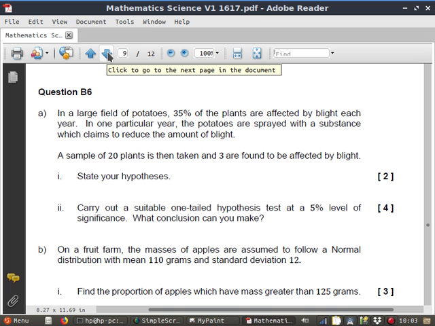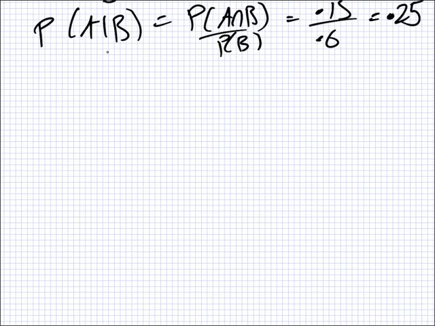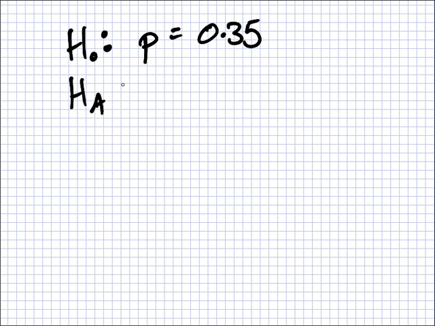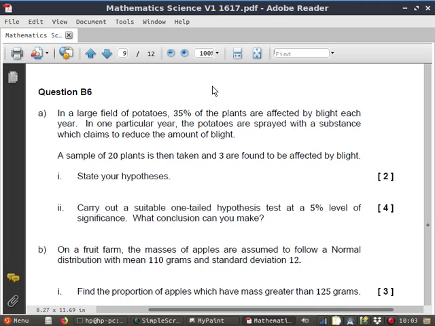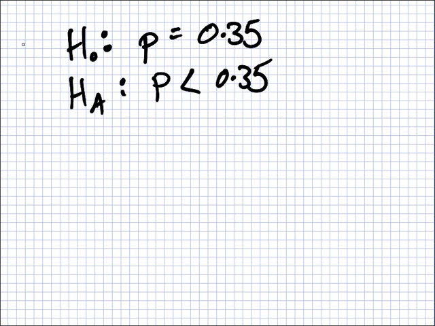Last one. In a large field, 35% of plants are affected by blight, and in one particular year plants are sprayed. A sample of 20 is taken, and 3 are found to be affected. So, state your hypotheses. The null hypothesis is that the probability that the potatoes become infected is 0.35, and the alternative is that it is less than 0.35. Carry out a suitable one-tailed test.